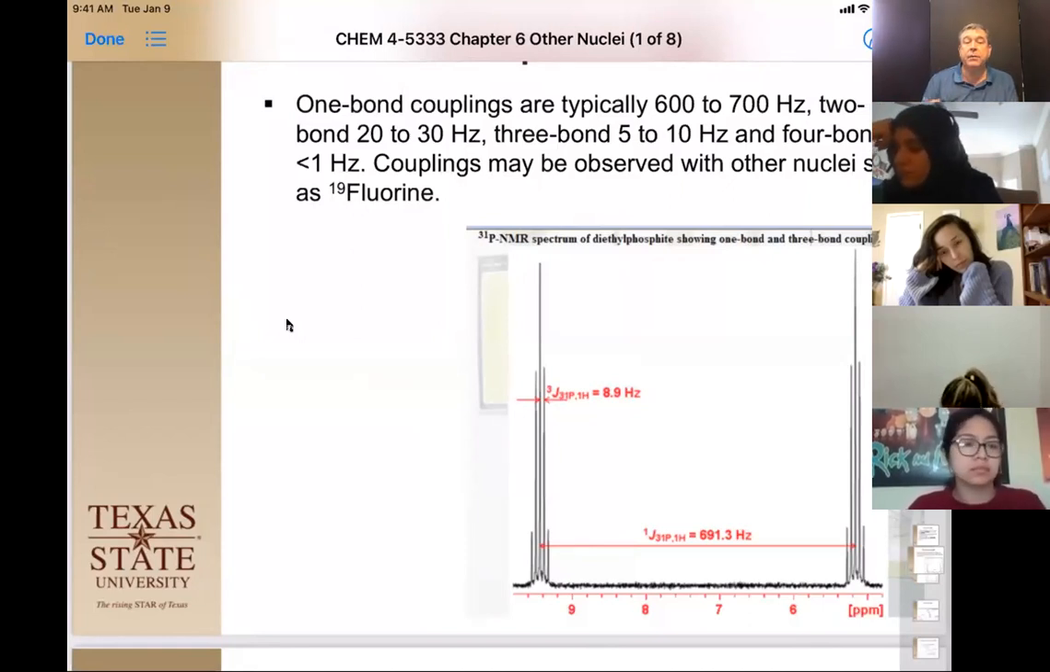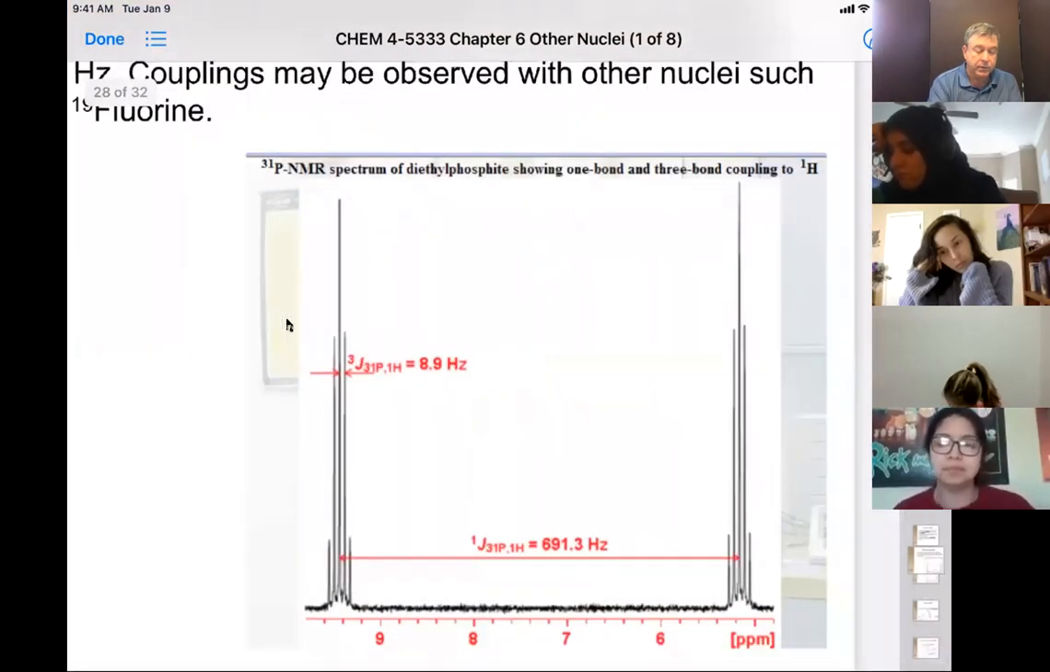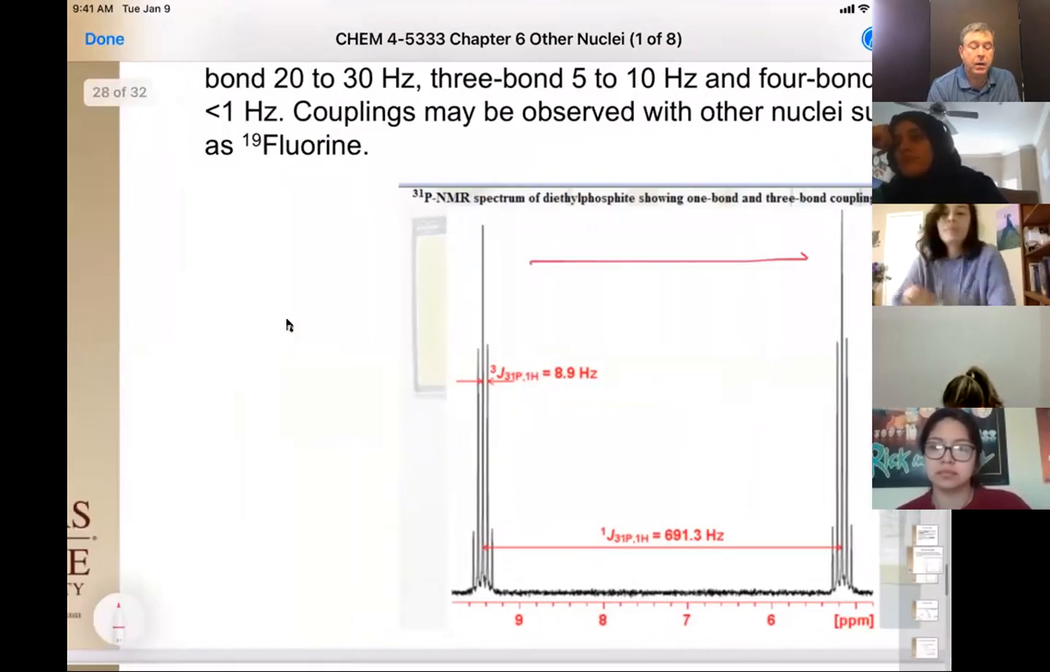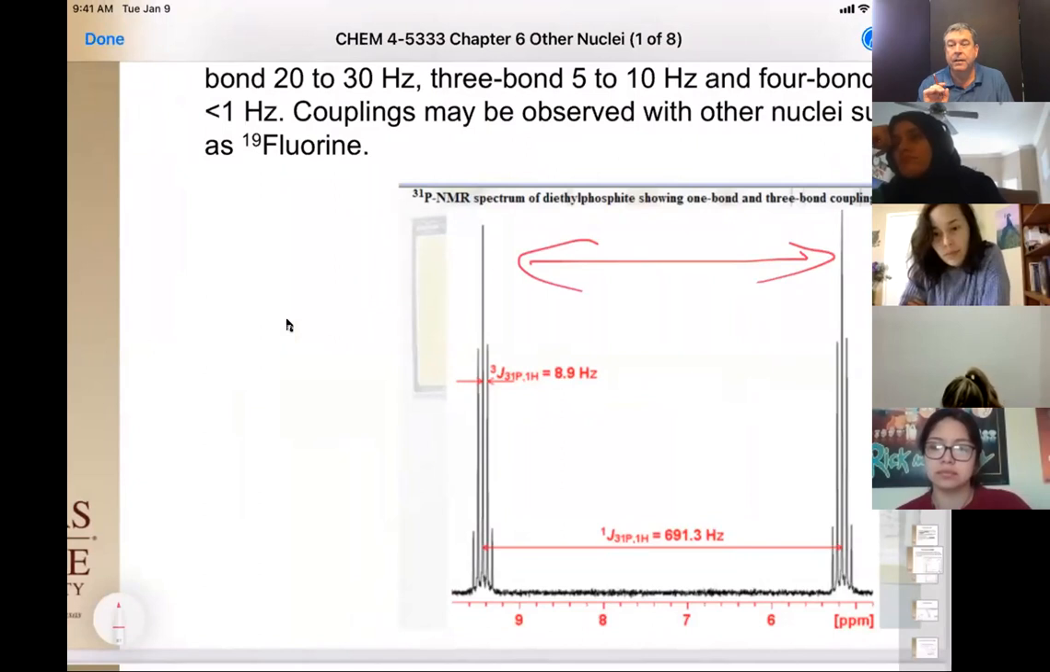And you can actually see it with fluorine. If you have fluorine on your phosphorus and you haven't pulsed to make sure your fluorine doesn't relax, then you get to see it. And again, with that system, you will see that in diethyl phosphide, you get both the one bond and three bond coupling with hydrogen in this system here. Now notice that these two peaks are the same phosphorus. Okay, they are a phosphorus with a hydrogen directly on it.